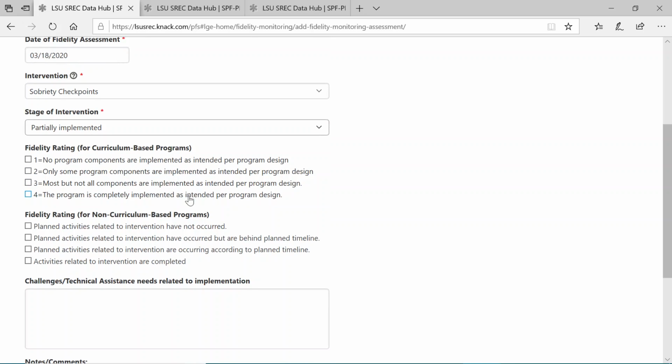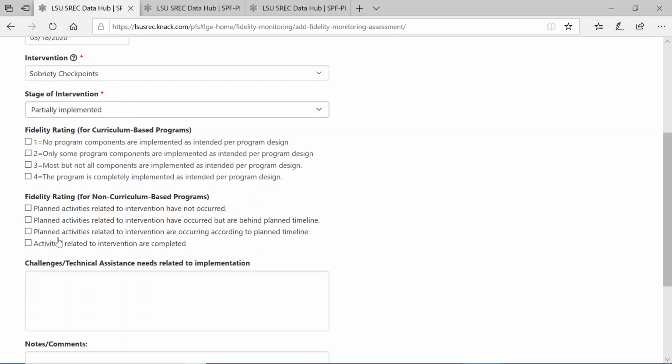For the sobriety checkpoint, since it's a non-curriculum based program, we're going to do this second one. And it asks us, where planned activities related to the intervention have not occurred, planned activities have occurred but are behind planned timeline, planned activities are occurring according to the timeline, or they are completed. And we're going to say that we're behind. We had wanted to do 3 checkpoints in 6 months, but it looks like we're only going to get 2 done.